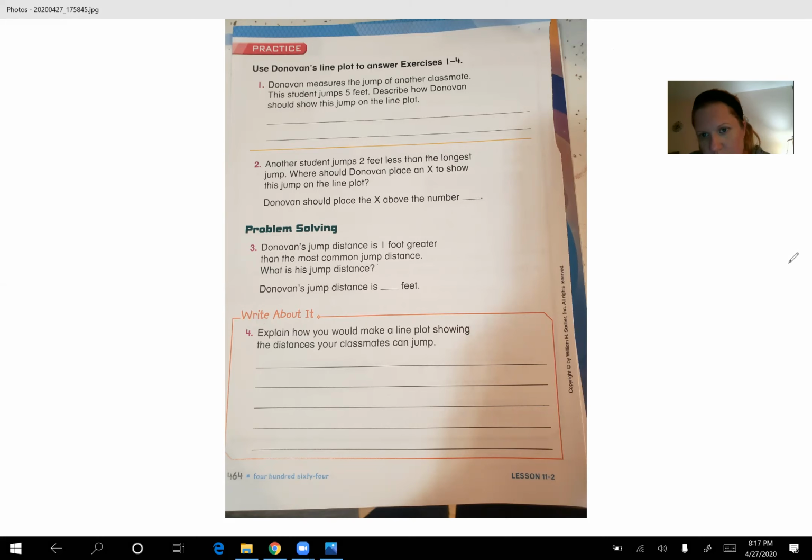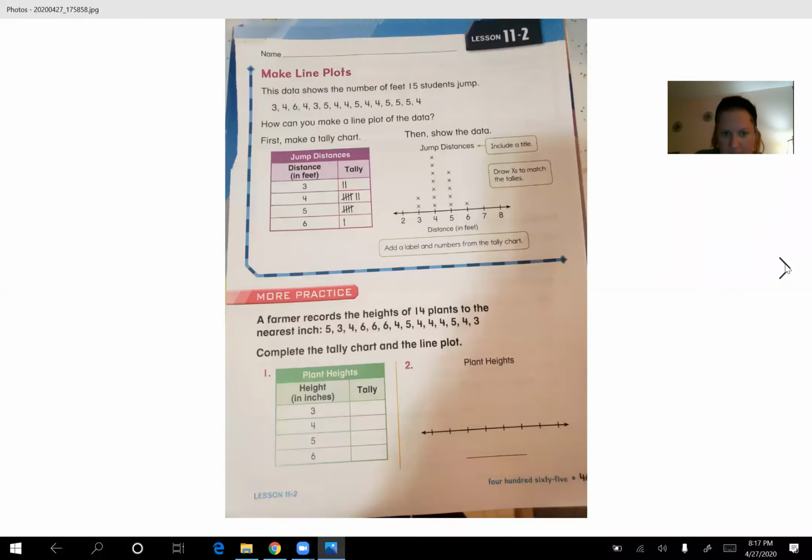Let's go to more practice. All right, at the top, this one is still jump distances. That's the example. So you don't need to go over that one again. On the bottom, it's asking you to use this information to do a tally chart and to make a line plot. So a farmer records the heights of 14 plants to the nearest inch. And here's all your numbers. So what are you going to do here for 3, 4, 5, and 6?